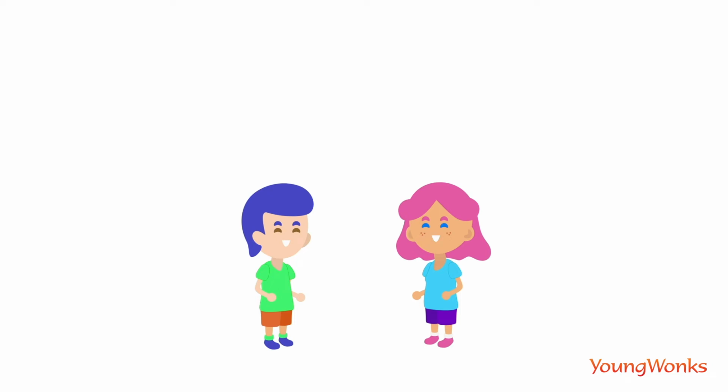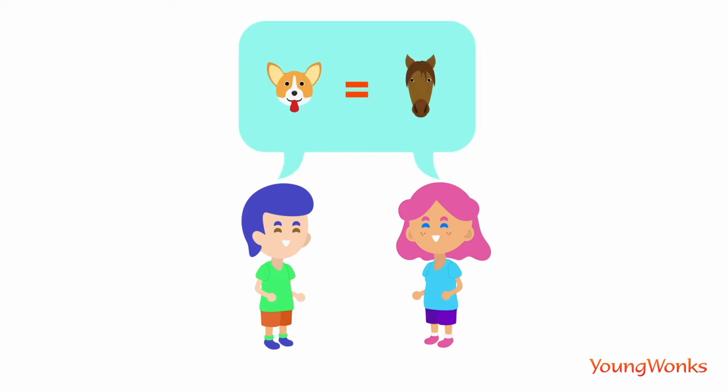Let's take a very simple example of cryptography. Let's say that Bob and Alice want to exchange some information in class without their classmates getting to know about it. What they could do is get together before class and decide that whenever Bob wants to talk about his dog, he is going to say horse instead.